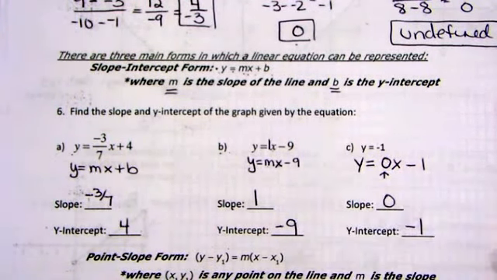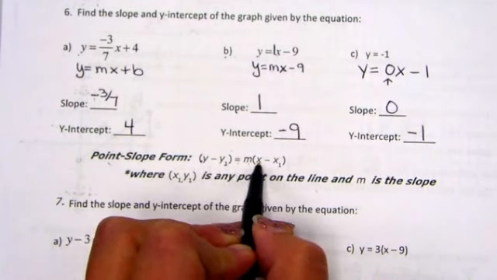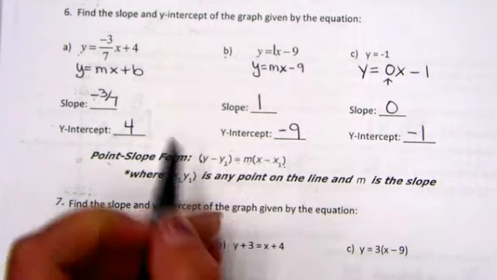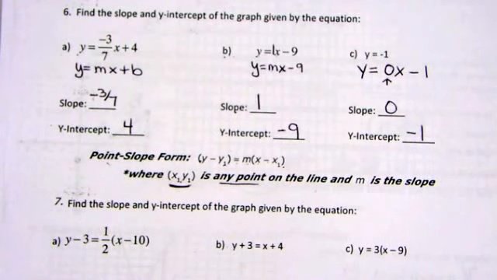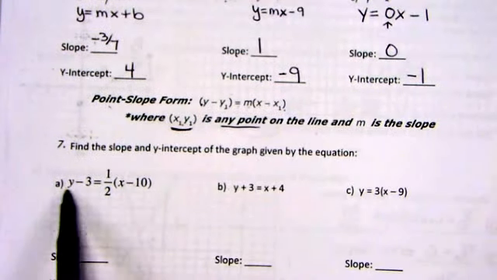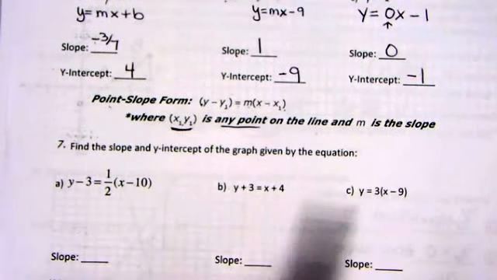The next way to write an equation of a line is point-slope form, or y minus y1 equals m times x minus x1. The x1 and the y1 is any point that is on the line, and m is the slope. When you look at this form, you can easily identify what the slope is. However, looking for the y-intercept takes an additional few steps.